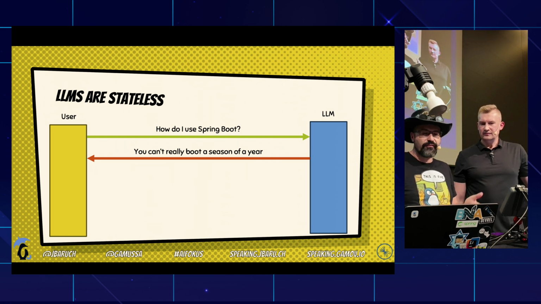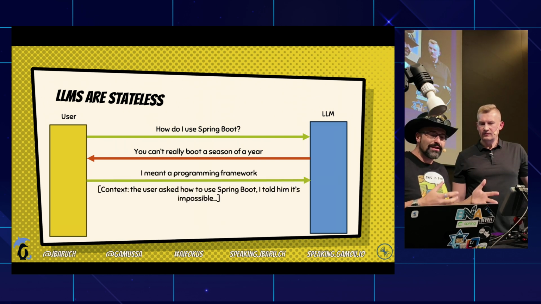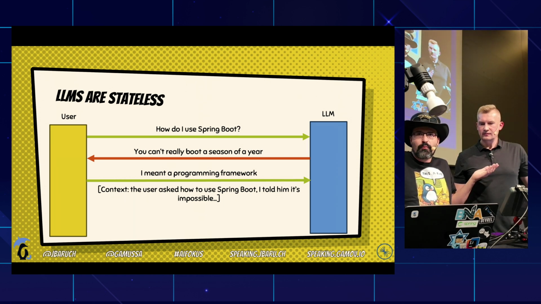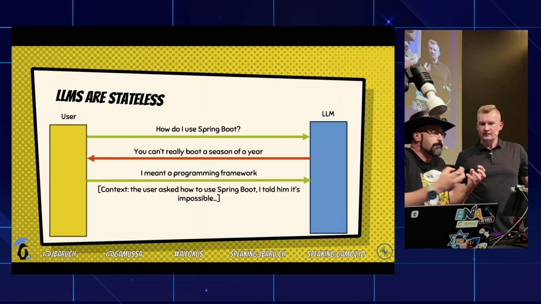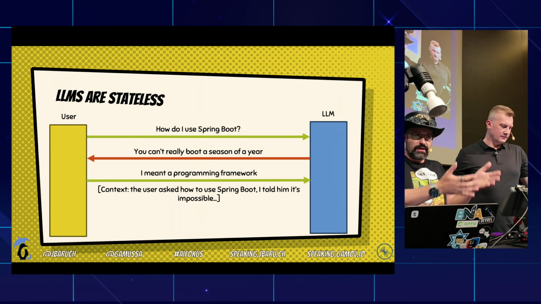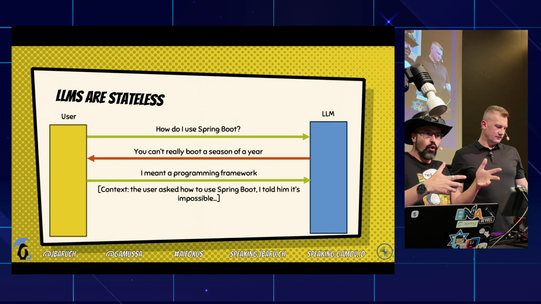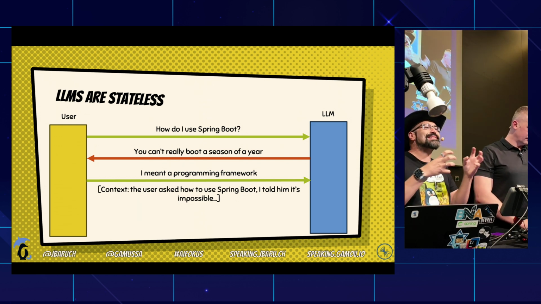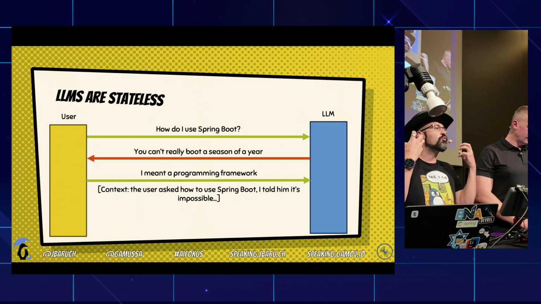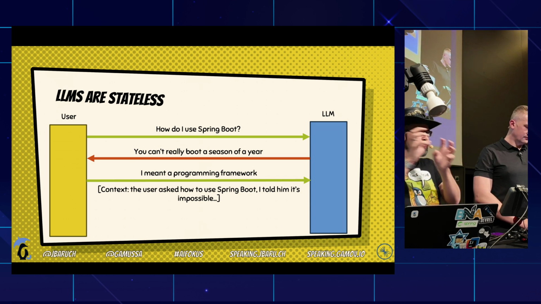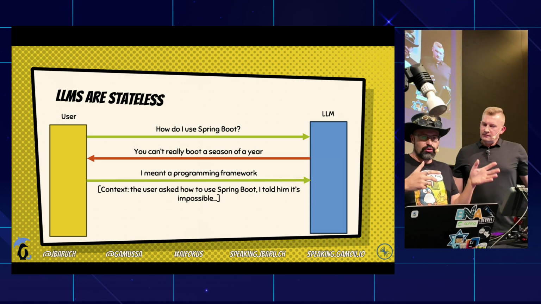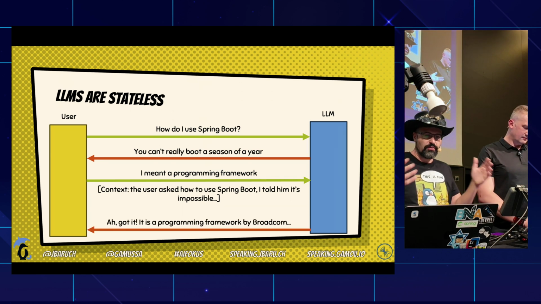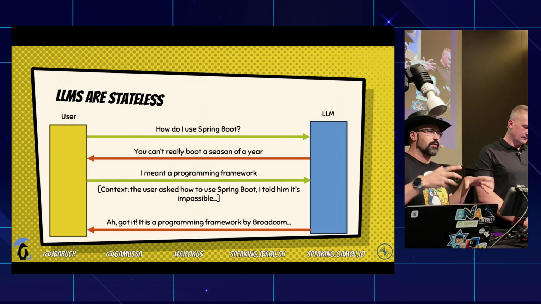And then you will clarify that, hey, I actually meant a programming framework. Now here, if that's the only thing that is sent to the LLM, it won't know what to do with this phrase because it's out of context. And this is where our client, it might be a website like openai.com, or a desktop Claude application, or our IDE, will send everything that was discussed so far together with your new request to the server. So in this case the context will be, the user asked about Spring Boot, I told him it is impossible, and then we get the right result. Right? Got it. It's a programming framework.